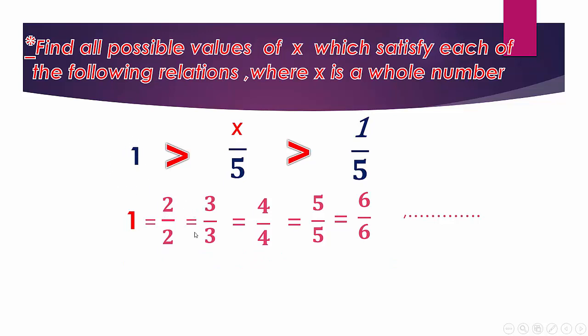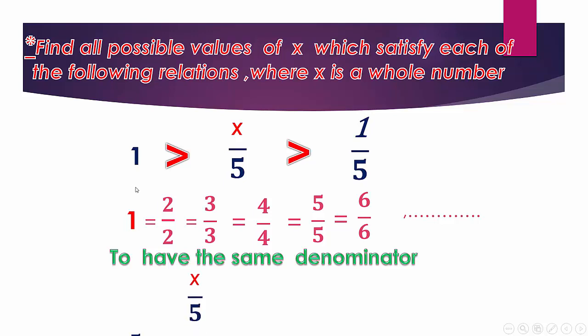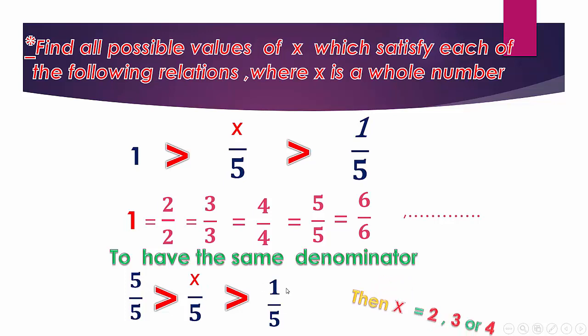Why, teacher? To make it the same denominator. So I will put this one 5 over 5. Okay, now teacher, I have x over 5 is greater than 1 over 5 and smaller than 5 over 5. I look for the value of number x here. So this x will be greater than 1 and smaller than 5. Then the value of x will be 2 or 3 or 4. X will be 2 or 3 or 4.